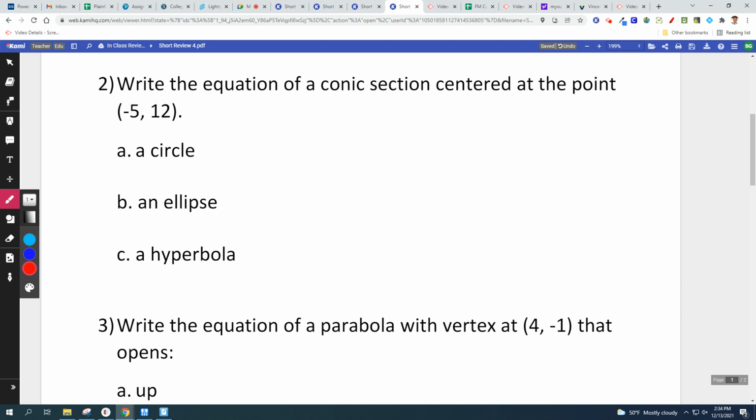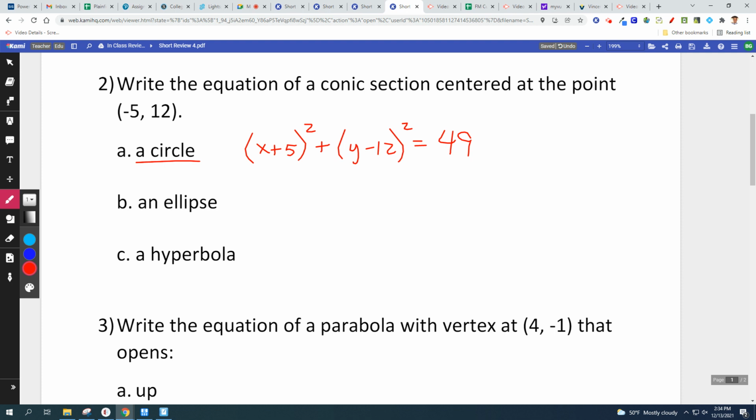Conic sections, haven't seen those in a while. This was when we did our Mike Wazowski project, all right? So write the equation of a conic section centered at the point negative 5, 12. A circle might look like this: x plus 5 squared plus y minus 12 squared equals 49. This would be a circle centered at that point with radius 7.